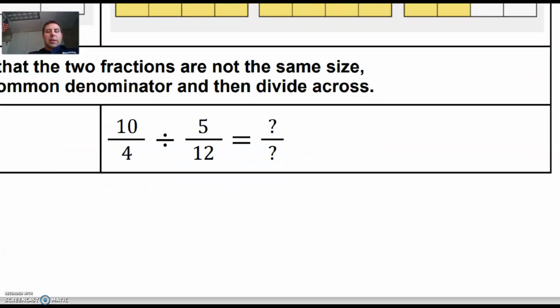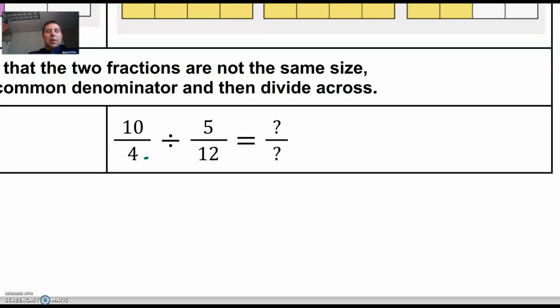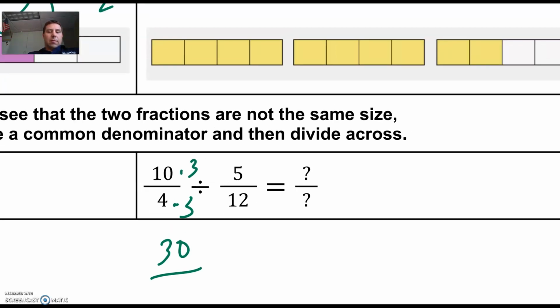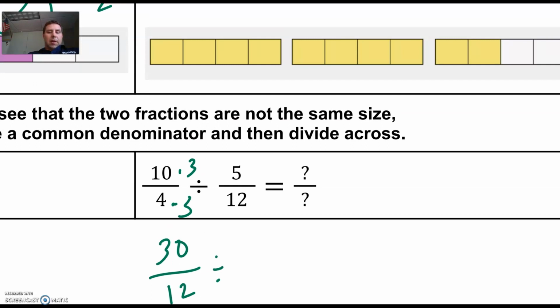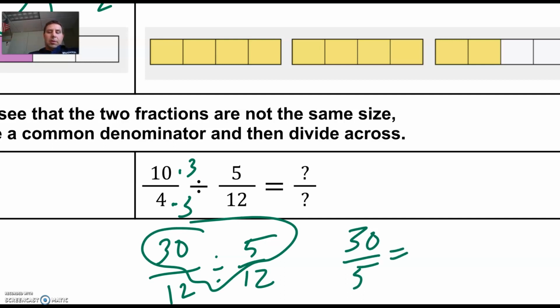So if I look here at this next one, to get 4 to be 12, I can just scale this up by 3. So this is now 30 over 12. Oh, excuse me. Divided by 5 over 12. And now it's just 30 divided by 5, which is just going to give you 6.